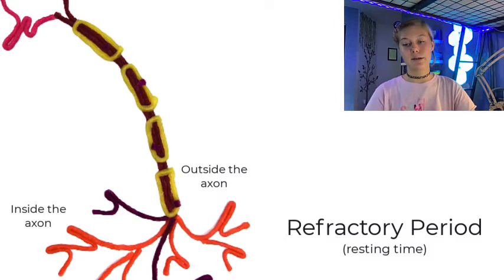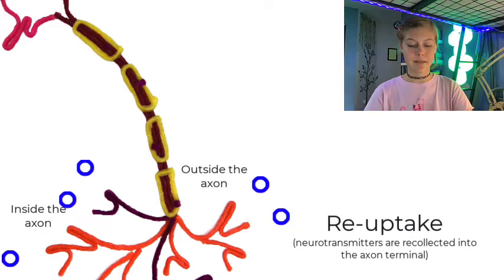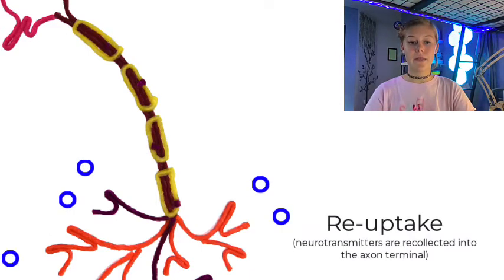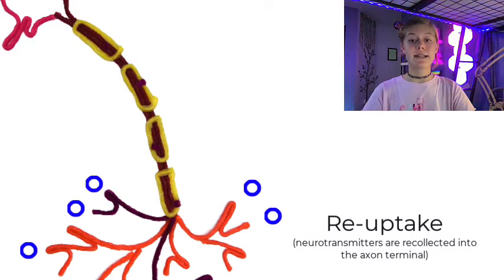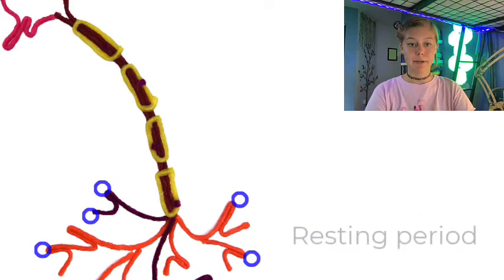So that's the refractory period right here, just resting, relaxing, and then of course the neurotransmitters have all been fired out, or are in the synapse. But then they'll have to be recollected, and the reuptake is when the neurotransmitters are taken back into the axon terminal of the neuron in order to stay there and wait for the next firing. So that's the resting period, the second one.